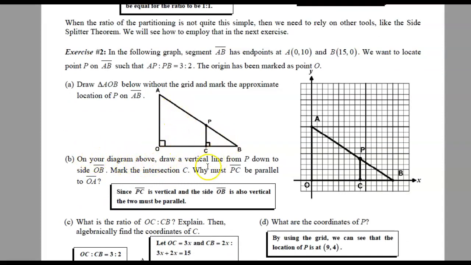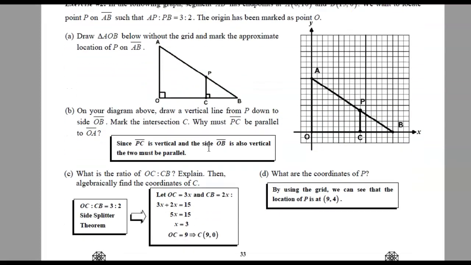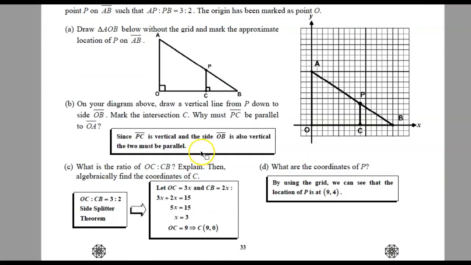On your diagram above, so draw that vertical line. Once you've located P about 3/5 of the way down, if you draw that vertical line and mark it with point C, first off, it's parallel because they're both vertical. So they both have an undefined slope, so they must be parallel to each other. But for part C here, the ratio for OC to CB has got to be the same as it was from AP to PB. And this goes back to the last lesson. If 2 lines within a triangle are parallel, the side splitter theorem applies, and the ratios will be the same.